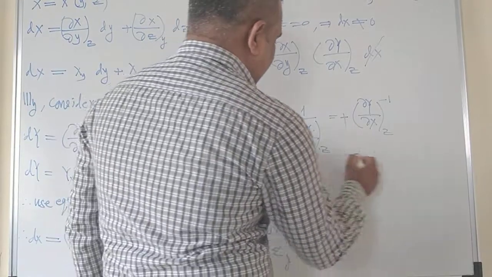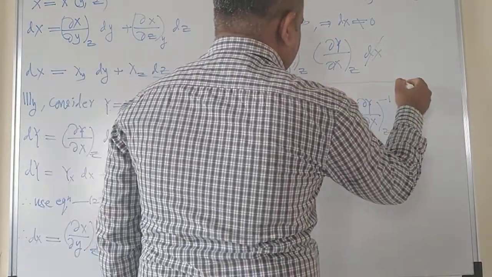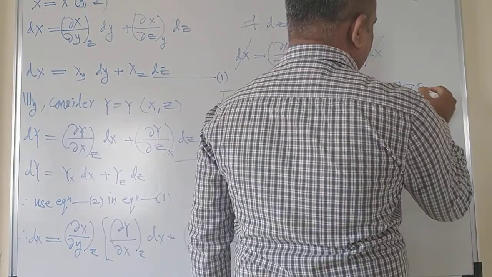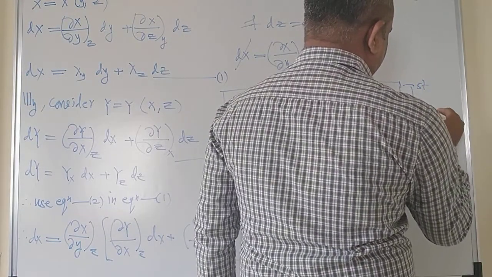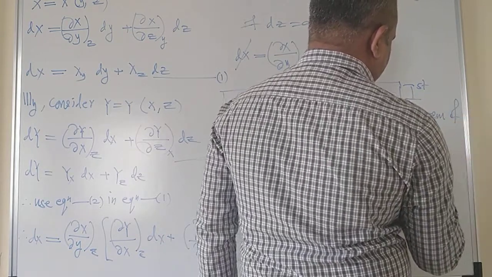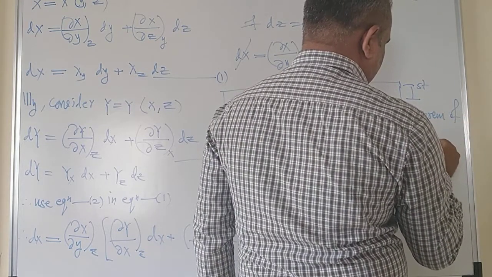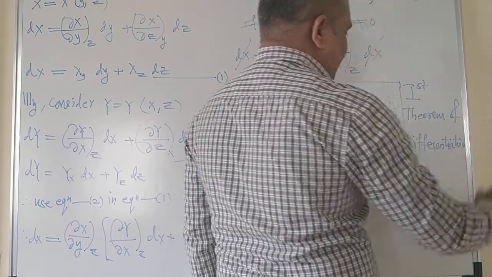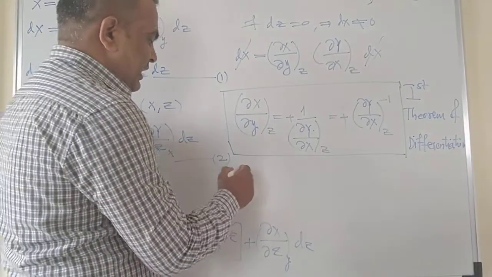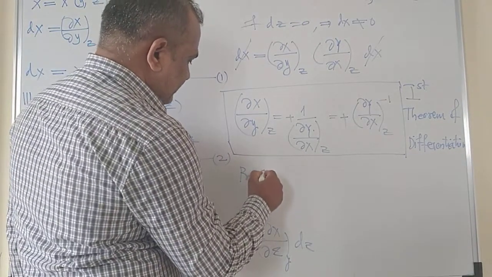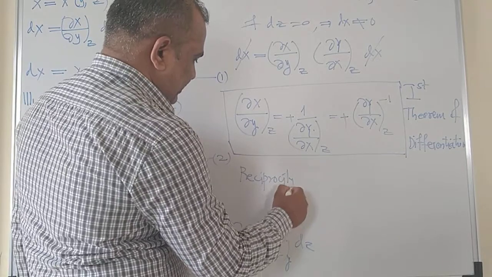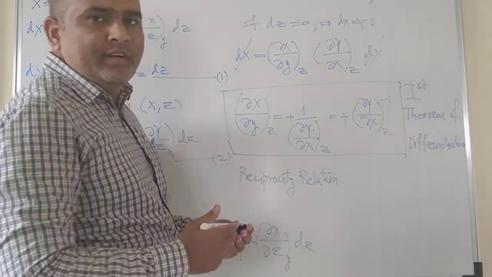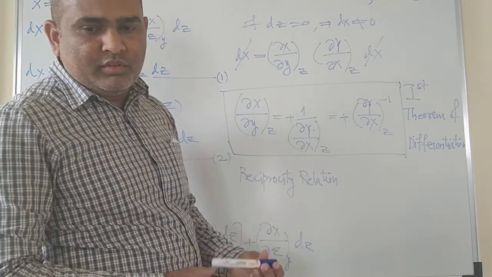Fine. So this is the first theorem on differentiation, and I can write here, first theorem of differentiation, and this first theorem of differentiation is called the reciprocity relation. Got it? Hope you have understood this topic.